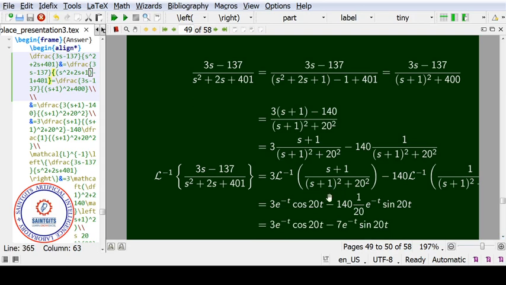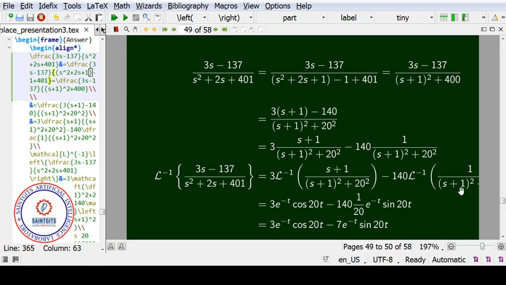Now there is a shifting that happened, s changes to s plus 1. That means in the time domain we have to multiply by e raised to minus t. When we multiply by e raised to minus t, this 1 will disappear. So s by (s square plus 20 square), that is cos 20t. Then put this minus 140 constant. This is L inverse of 1 by (s square plus a square), that is 1 by a into sin at. Here a is 20, so 1 by 20 into, but there is a shifting that happened.